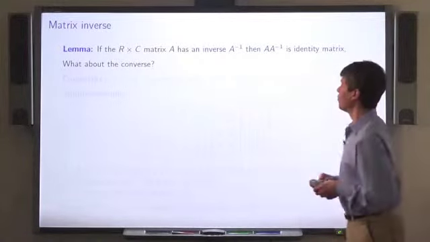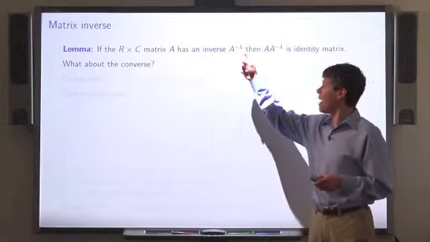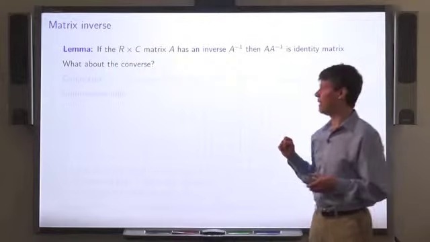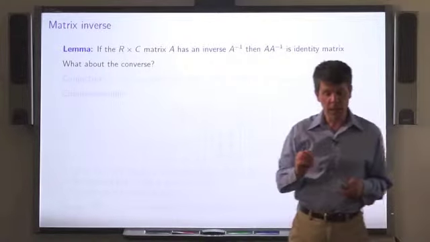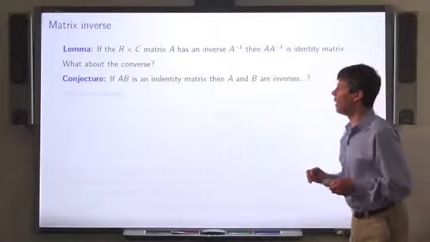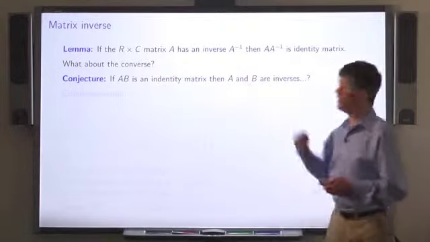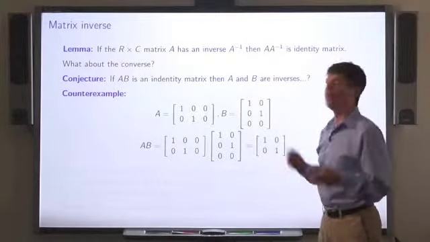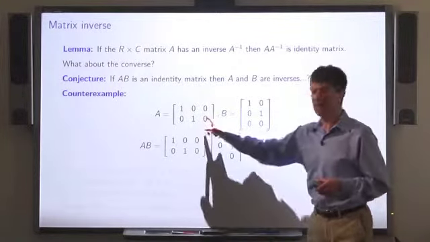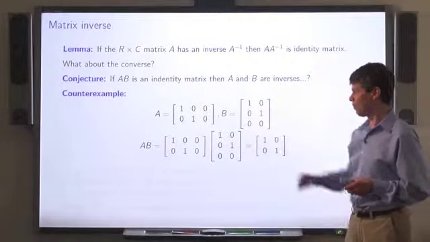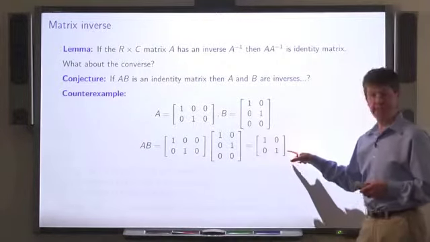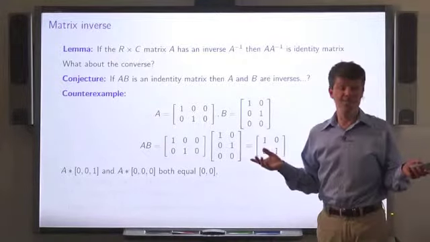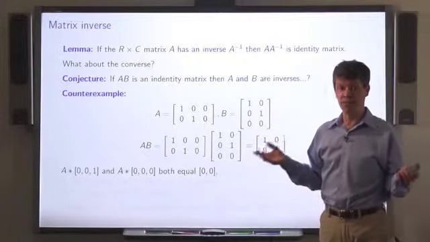What about the converse? We've said that if A has an inverse, then A times A inverse is the identity matrix. You might be tempted to conjecture that if AB is an identity matrix, then A and B are inverses of each other. But here's a counterexample. A matrix A and a matrix B, their product is an identity matrix, but in fact, the functions corresponding to A and B are not invertible.